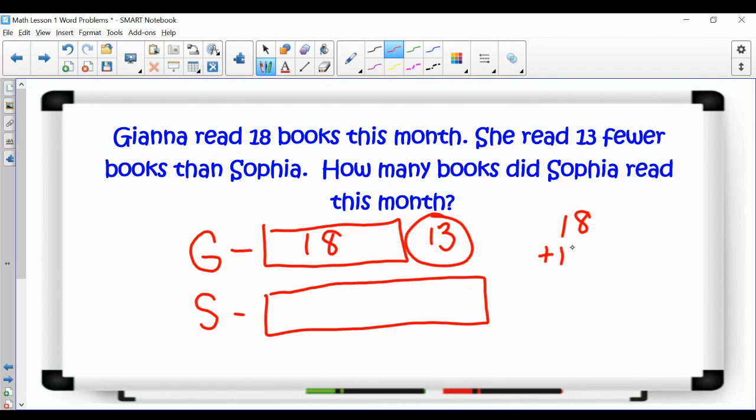18 plus 13. I've lined up my place values. 8 plus 3 is 11. I'm going to regroup that one. 1 plus 1 plus 1 is 3. So I know that Sophia read 31 books. That's a lot of books, Sophia. Good job.